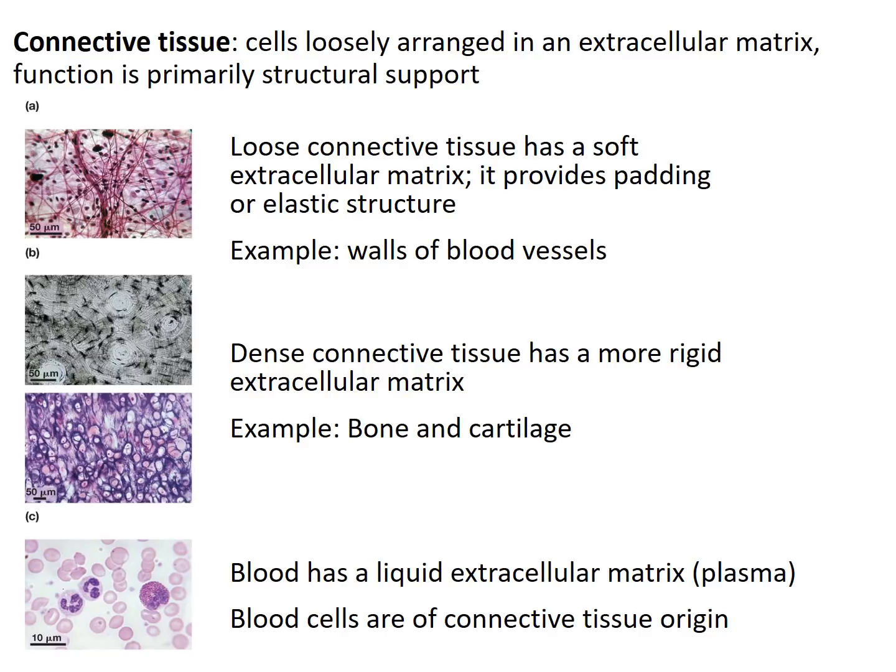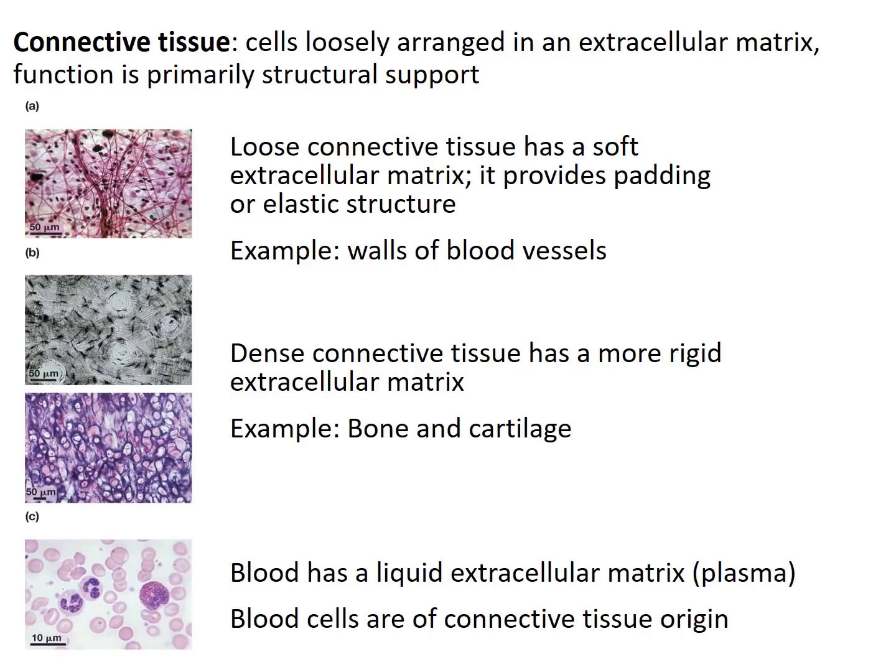We have loose connective tissue, such as what we might see lining the walls of blood vessels or lining the walls of the GI tract. We have dense connective tissue, which is a lot more rigid. We see that in bone. We see that in cartilage. And very interesting, blood is considered to be connective tissue.